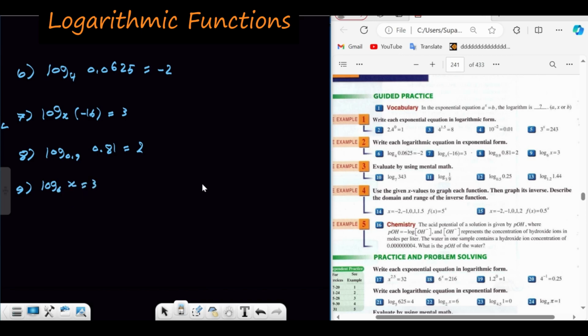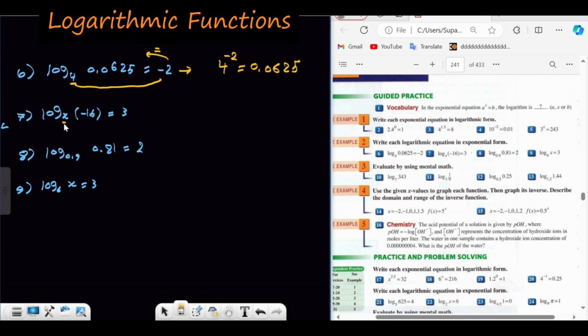And for the section 2 example, we have: write each logarithmic equation in exponential form. Now we are going to change the logarithmic to exponential. What is the base? We have 4 to the power negative 2 equals this number. So 4 to the power negative 2 equals 0.0625. That's how we do it.